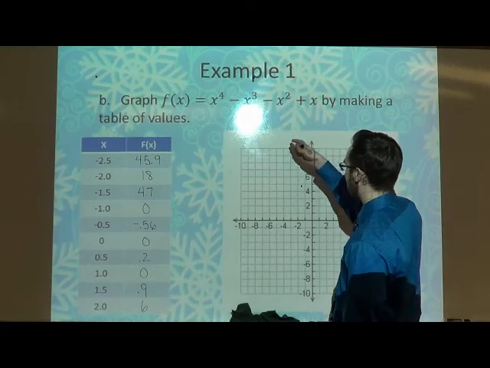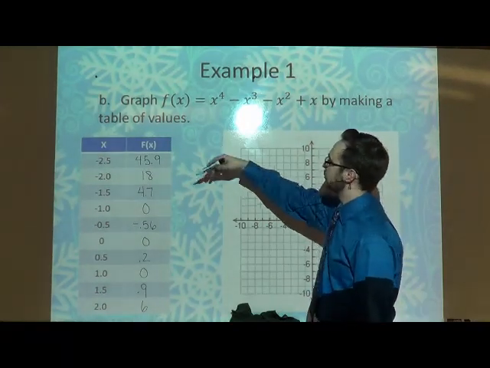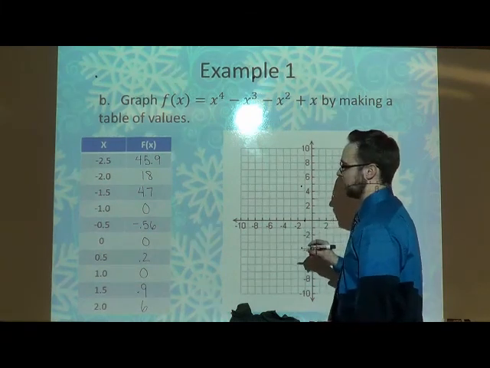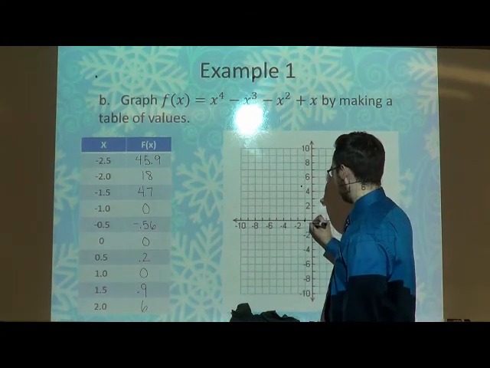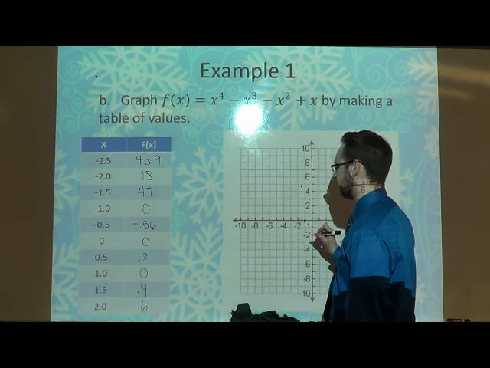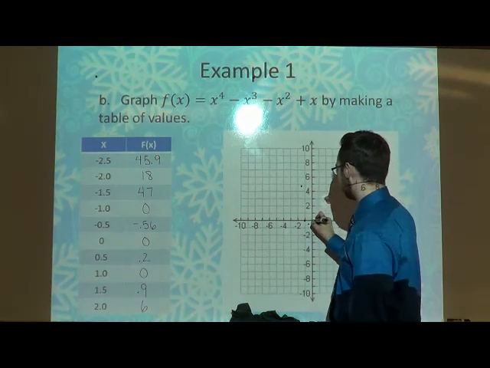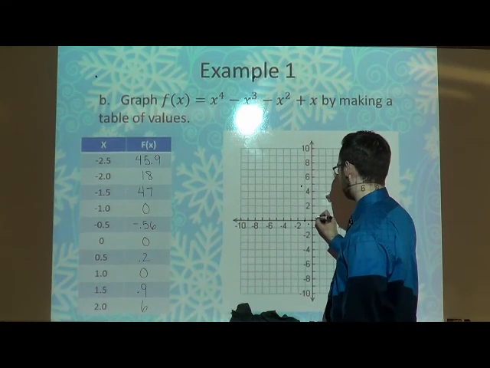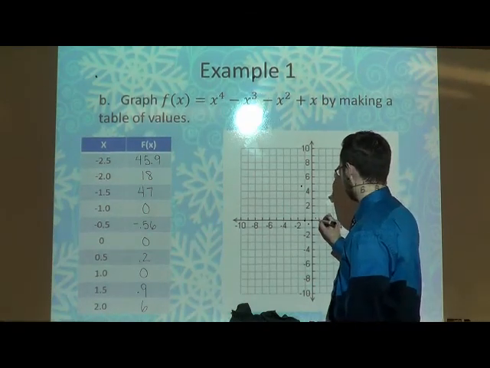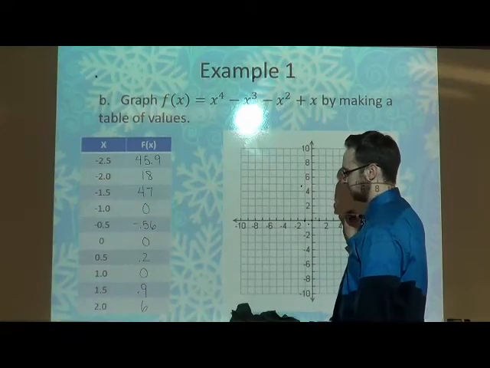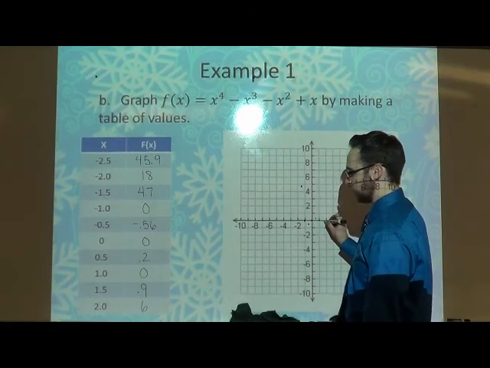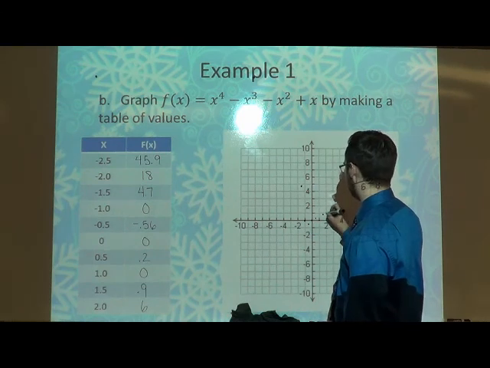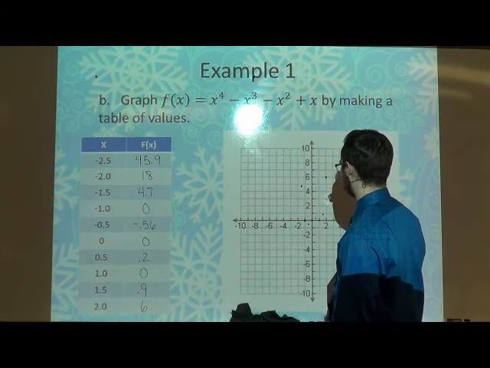And notice we're coming down this direction because we started up super high. Then at negative 1, we go to 0. At negative 0.5, we're at negative 0.5. Then we go back up to 0. Then at 0.5, we're at 0.2, so we're just above. And then we go back down to 0, so it's just a little curve there. And then at 1.5, we're almost to 1. And then at 2.0, we're all the way up at 6.